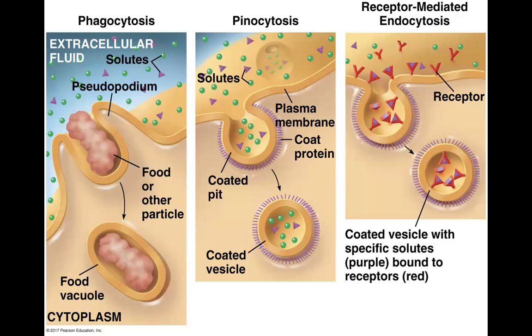Pinocytosis is where large volumes of dissolved substances can be taken into the cell, once again, like cell drinking. And if the cell wants to take in specific molecules, that's when receptor-mediated endocytosis will occur, using specific proteins that will attach to specific molecules. Once you have the molecule binding to the protein receptor, this will then invaginate to form a vesicle.